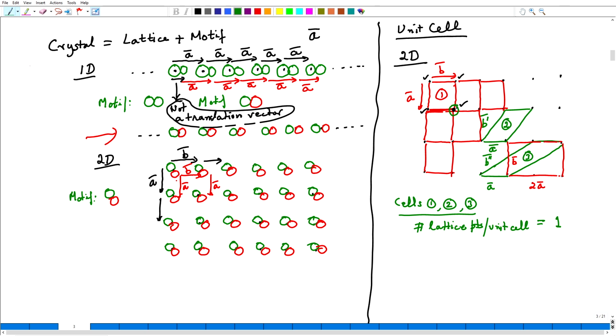Now, the same is true for cell 2 and the same is true for cell 3. Now, consider cell number 4.